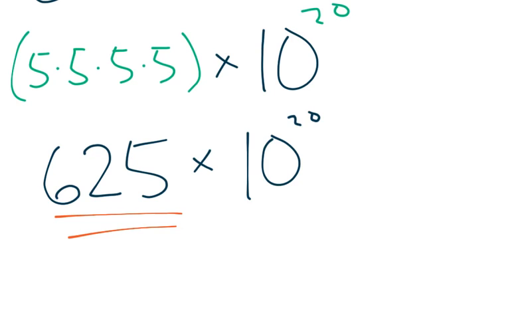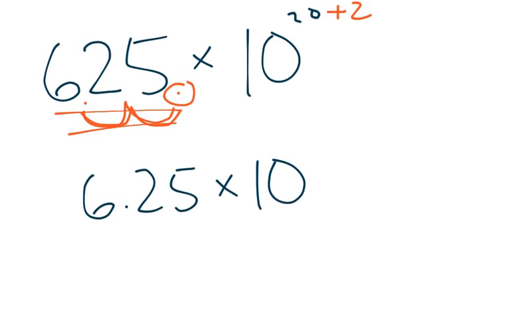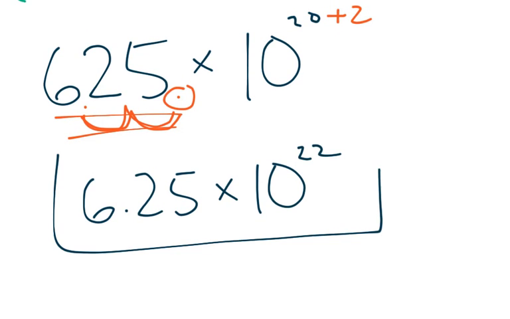So 625 is higher than 10. So that means we want to move the decimal from over here to right after the 6, because 6.25 is in between 1 and 10. So since we moved the decimal twice, we are going to add 2 to the exponent. So we have 6.25 times 10 to the 20 plus 2 power, and 20 plus 2 is 22. And this is our answer for number 22. And that is it for practice 7-4.